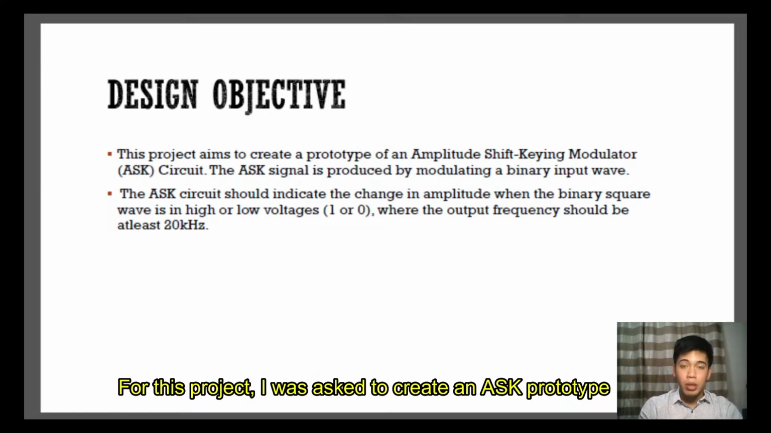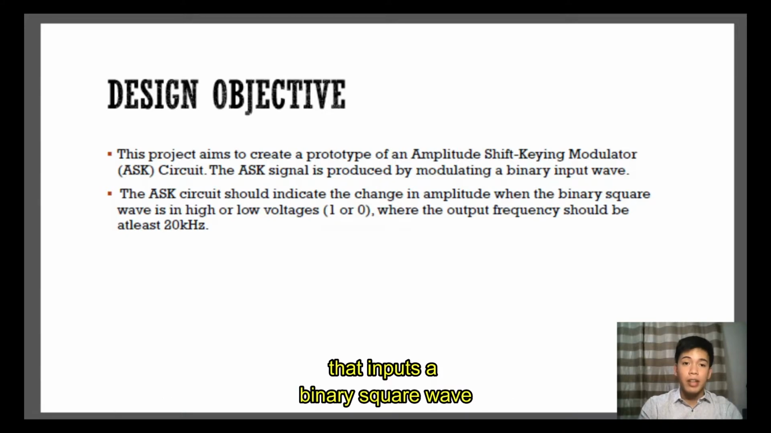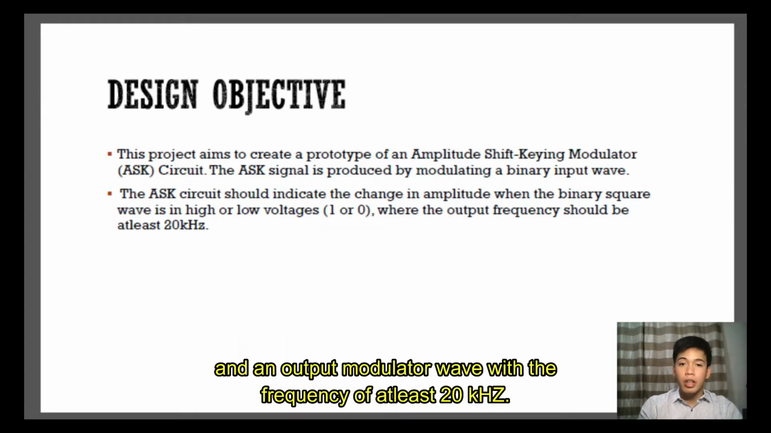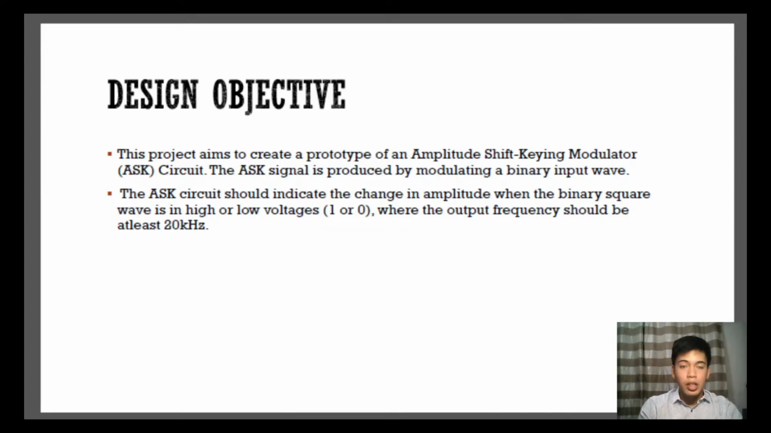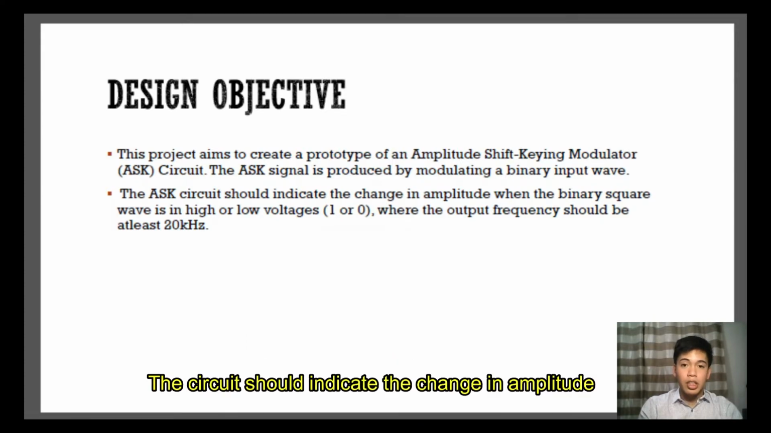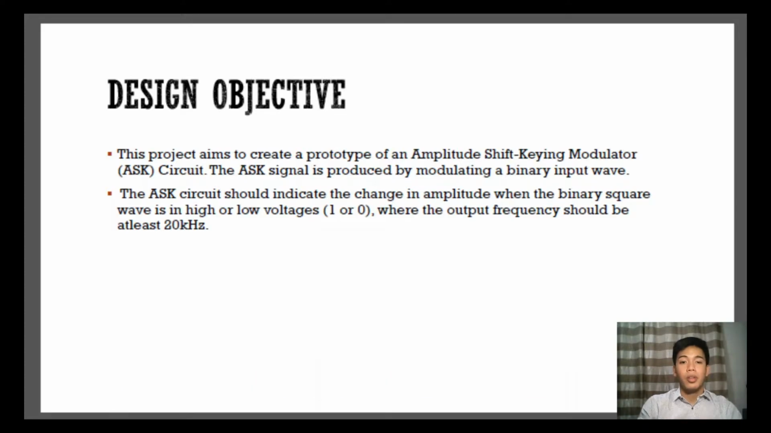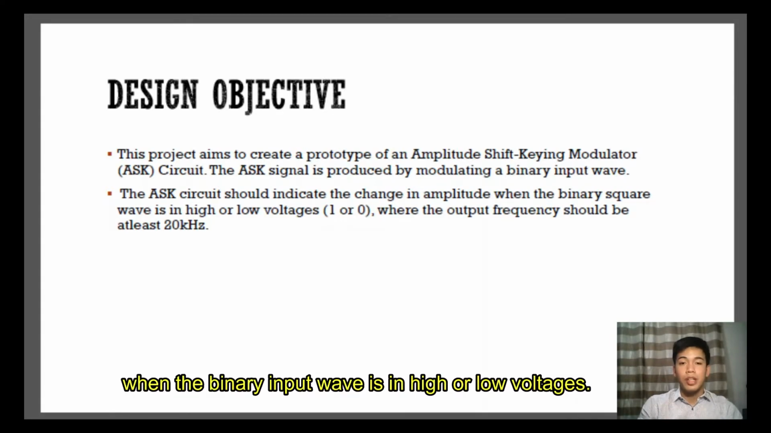For this project, I was asked to create an ASK prototype that inputs a binary square wave and outputs a modulated wave with a frequency of at least 20 kHz. The circuit should indicate the change in amplitude when the binary input wave is high or low.